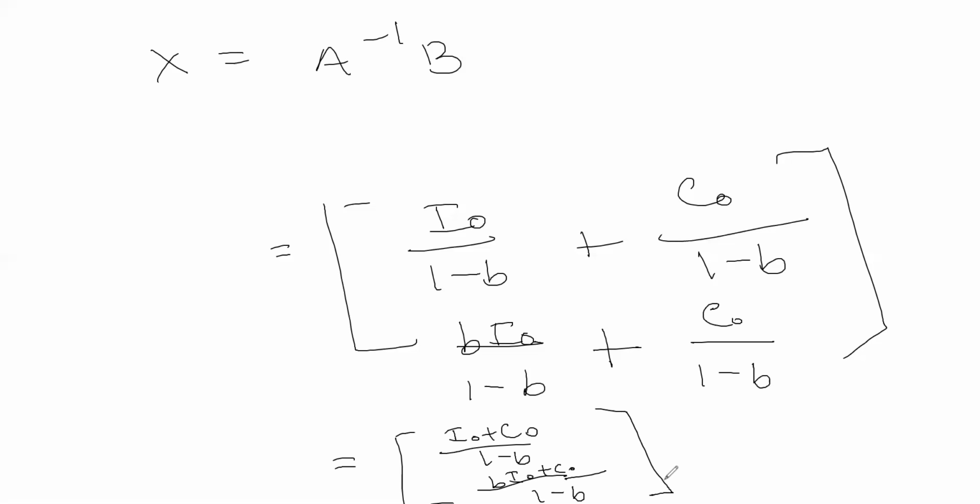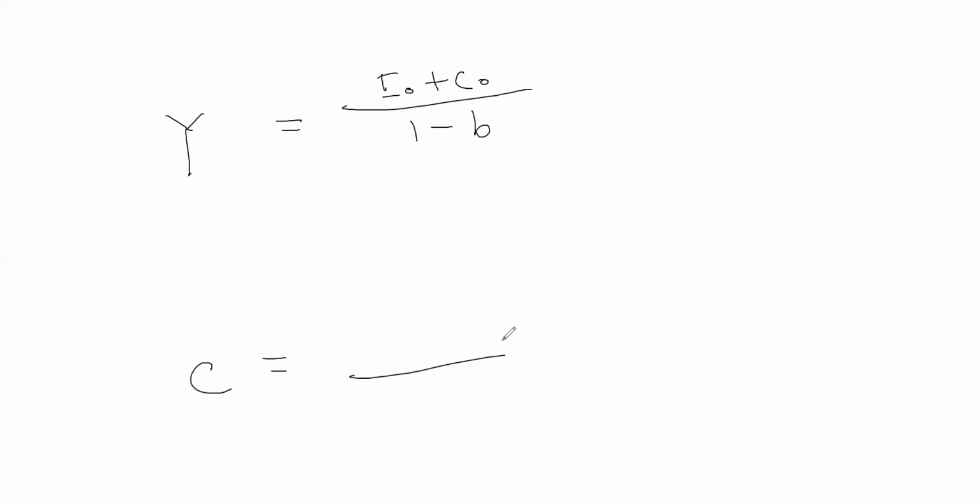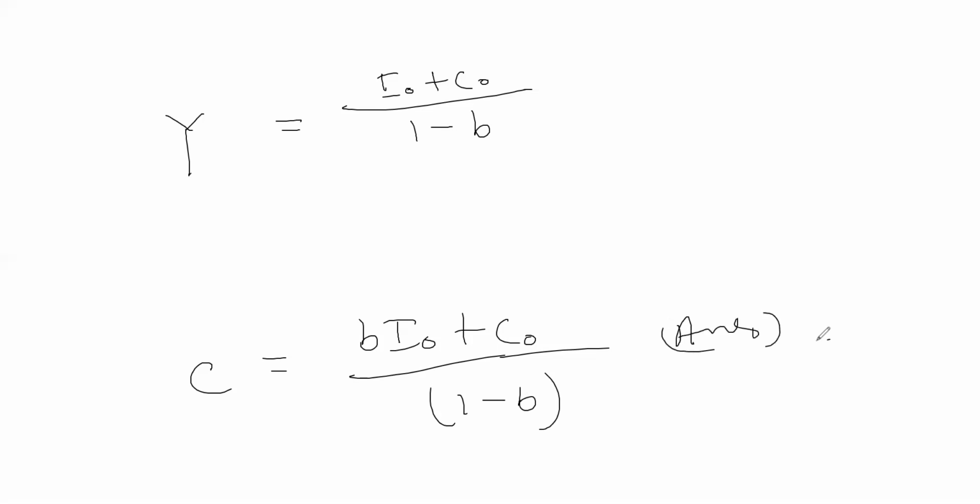So we are done, and what do we get? We get that y is equal to I naught plus C naught divided by 1 minus b, and c is equal to b I naught plus C naught divided by 1 minus b. So these are the answers, and you have done it through the matrix inversion method. Now let's just do it with Cramer's rule method.